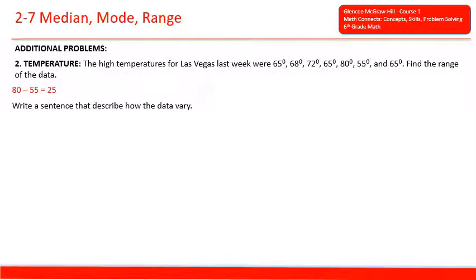And write a sentence to describe how the data vary. The data are very close in value, and I would, very close might be a stretch. Oh, fairly close. That's better. I'm sorry, I misread that. The data are fairly close in value, and I agree with that.